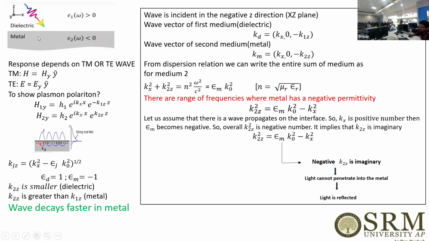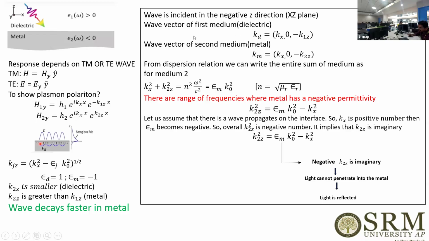Interface between the two dielectrics, the interface between the two mediums in the negative z direction here. So the wave is incident here negatively along the z axis. To show that a surface plasmon polariton can exist there, first of all, we have to consider the same equations, which I have discussed in the previous slide, H1y and H2y.